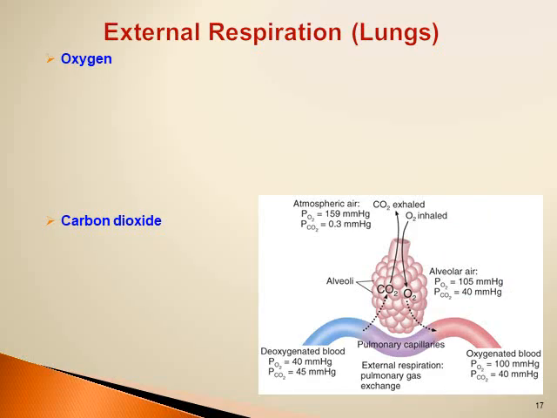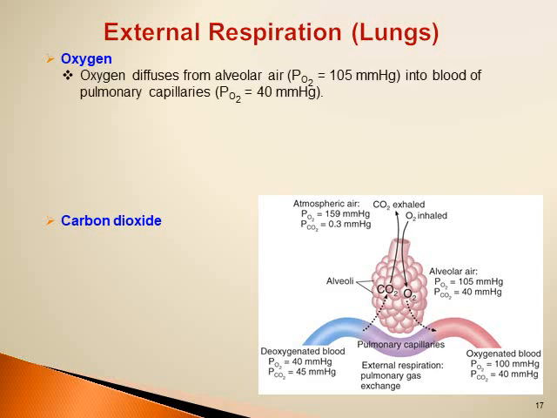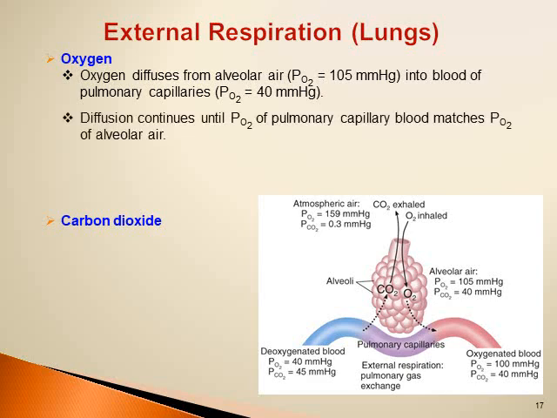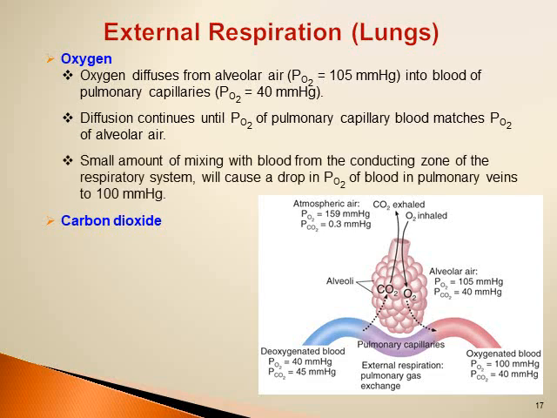Okay, now let's talk about the pressures that affect the oxygen and carbon dioxide movement or exchange during external respiration that happens in the lung. Oxygen diffuses from alveolar air into the blood in the pulmonary capillaries due to the partial pressure difference. The diffusion will continue until the partial pressure of oxygen in the pulmonary capillary blood matches that of the alveolar air, so until we reach equilibrium.